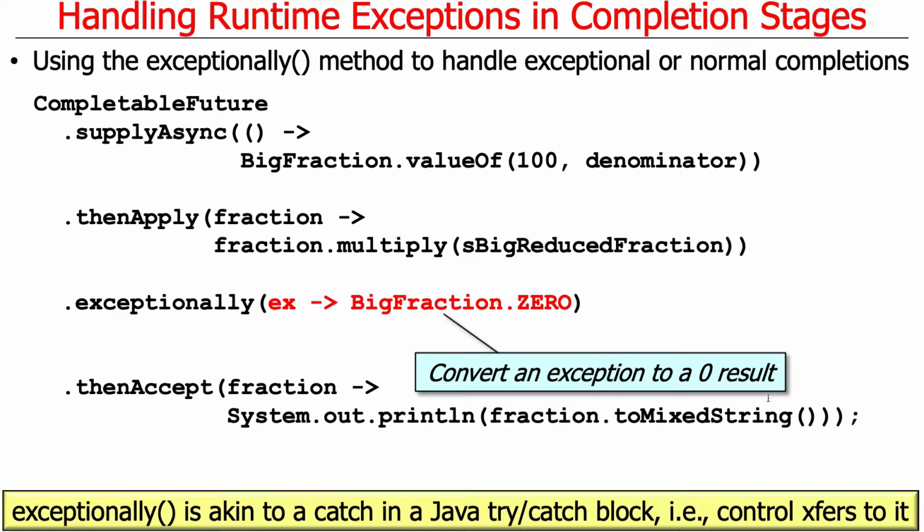So you can basically think of exceptionally as kind of like a catch in a Java try-catch block. In other words, control transfers from where the exception was thrown to the place where the exceptionally is defined in the fluent completion stage chain.